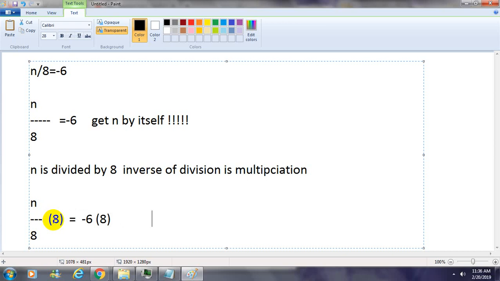Now, what's N divided by 8 times 8? N divided by 8 times 8 is just N, right? Because 8 divided by 8 is 1. So we get the N by itself, so we win on that side.